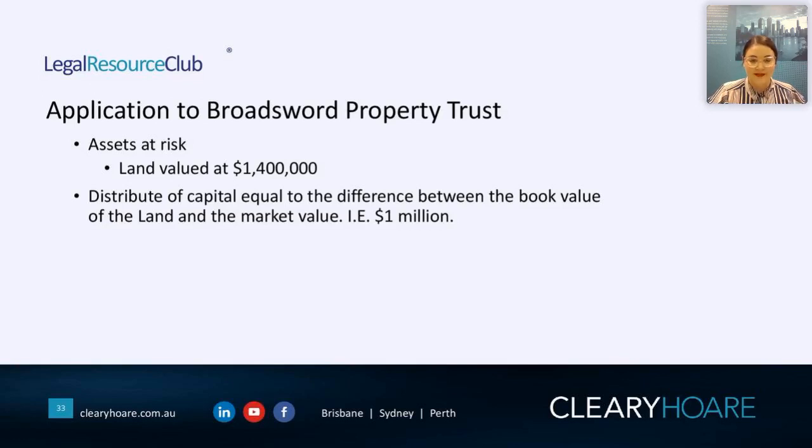Beautiful. So now we can look at the application and the case study involving the Broadsword Property Trust. In case anybody forgot from the beginning of the session, this trust owns the land that the business operates from and has a value of $1.4 million with a book value of $400,000. So what we're going to look to do here is protect that equity, and that's going to be by distributing the capital equal to the difference between the book value of the land and the market value. So here we're going to be looking at $1 million.